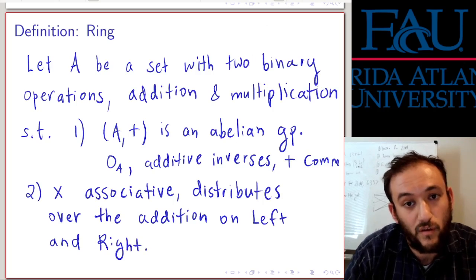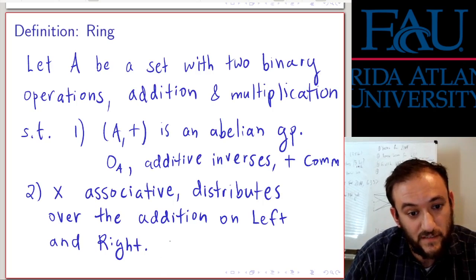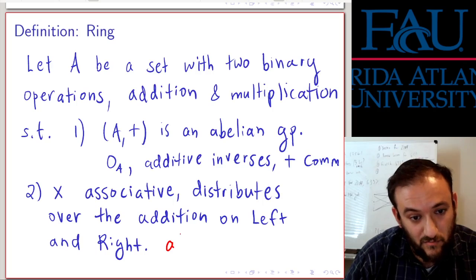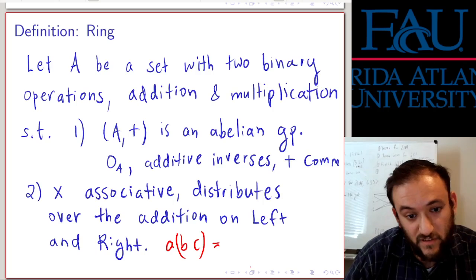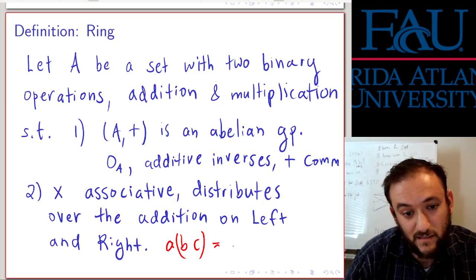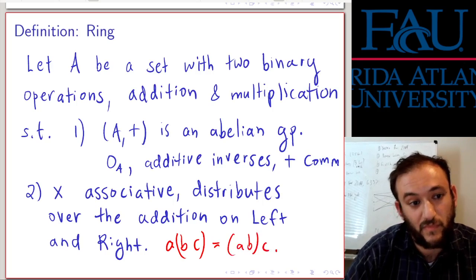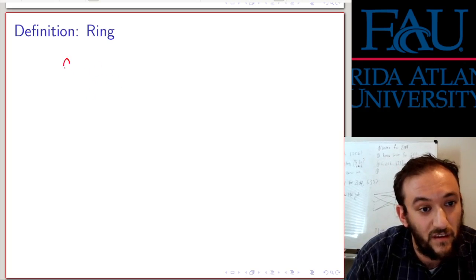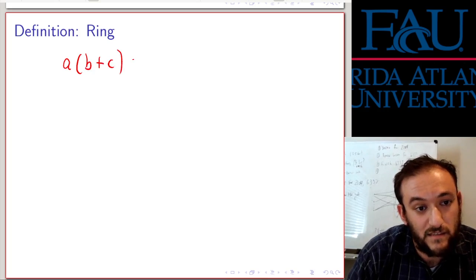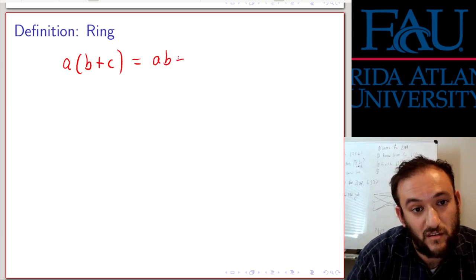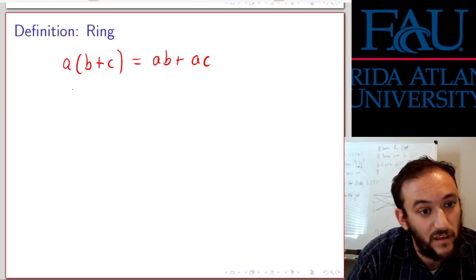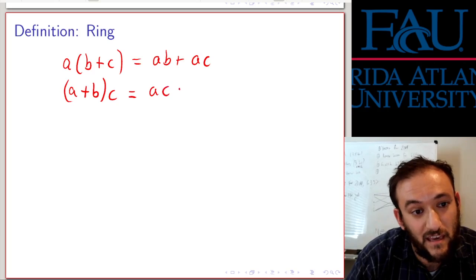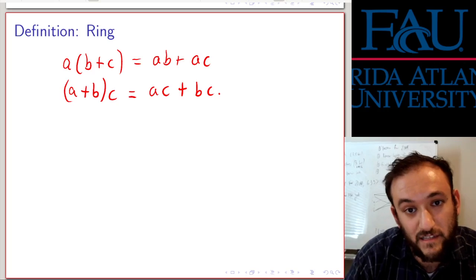Okay, so what that means concretely is if we have A, B, C, so the associativity means that A times BC is the same as AB times C. And as for the distributivity, we have A times B plus C is equal to AB plus AC, so this is distributing from the left, and then A plus B times C distributes on the right, so we get AC plus BC. Okay, so that's the distributive properties.